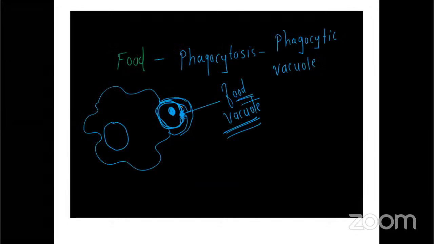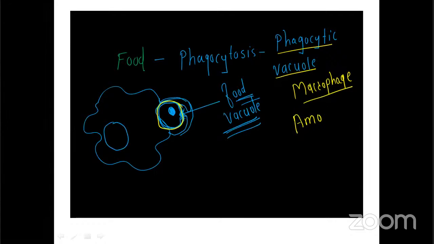Food vacuoles are produced in the amoeba. The foreign material can also be engulfed in the phagocytic vesicle or the phagocytic vacuoles in case of macrophage. So the phagocytic cells like macrophage or the amoeba produce vacuoles inside which the food particle and the foreign material can be engulfed.